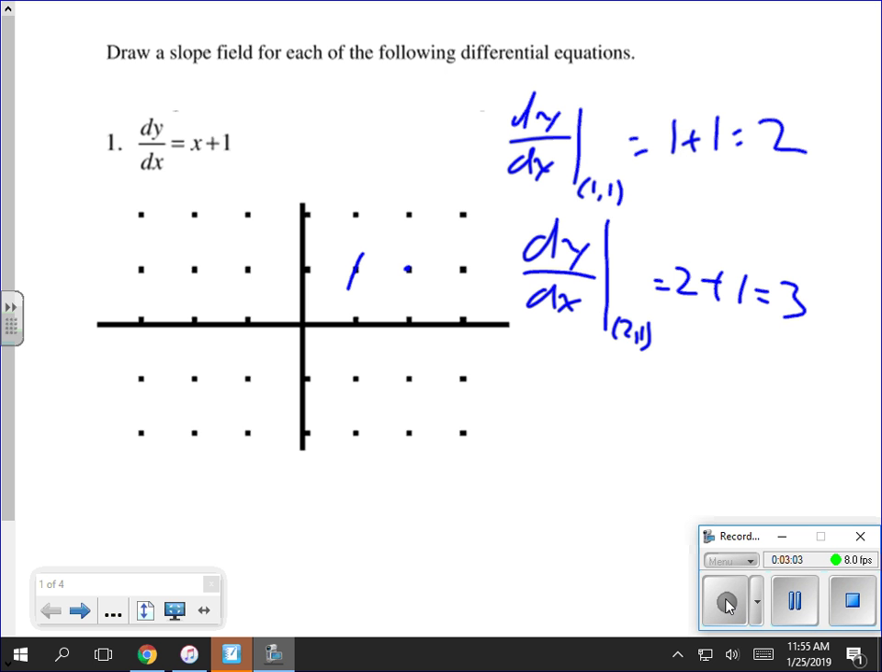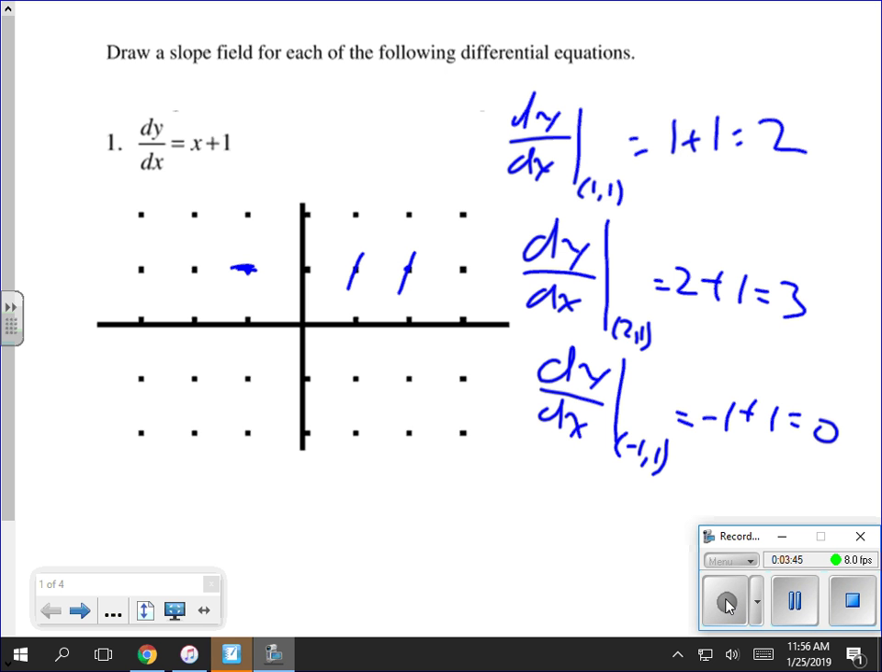And you take your ruler and you set it up. Okay, that's a slope of 3, and so I draw that. But realistically, all you've got to do is make sure it's a little steeper than the one before it. Okay? So if I keep doing this, let's say I go over here and do the point (-1, 1). So dy/dx at (-1, 1) is -1 plus 1, or 0, which means I'd have a horizontal line here.